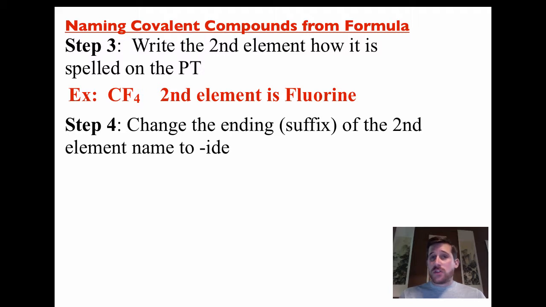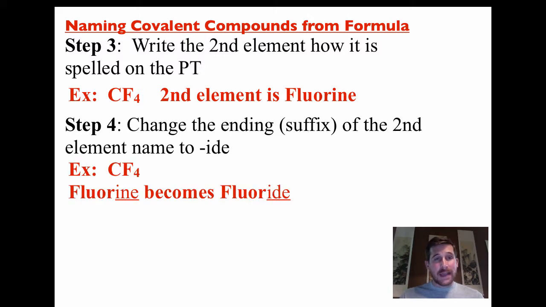We are going to change the ending though for the second element. So you only do this for the second element in a compound. So fluorine, INE, becomes fluoride. Many of these elements that we change will have that INE ending, so that's what you're chopping off and replacing with the IDE. Not all of them, but a lot of them.